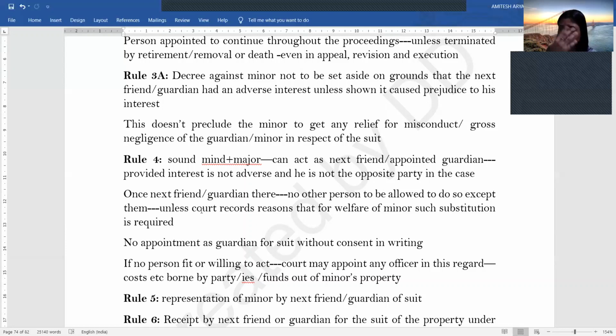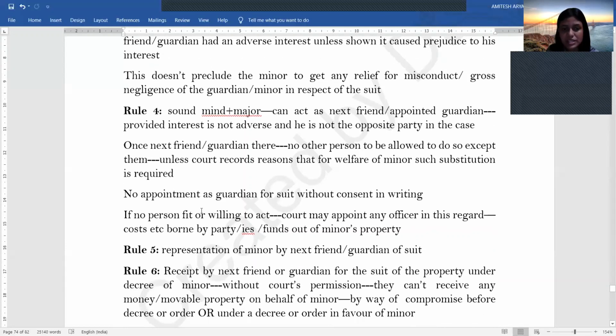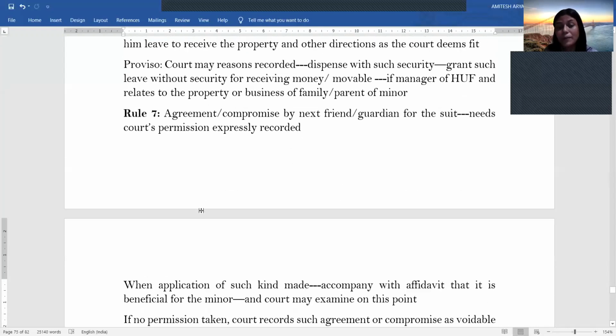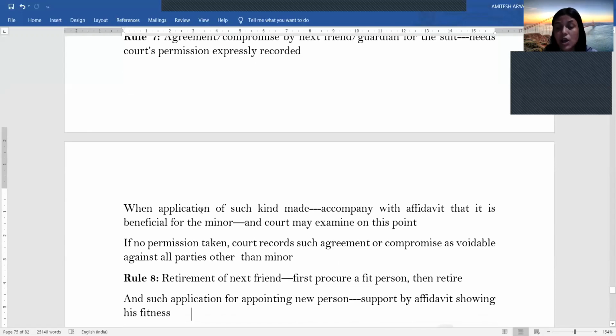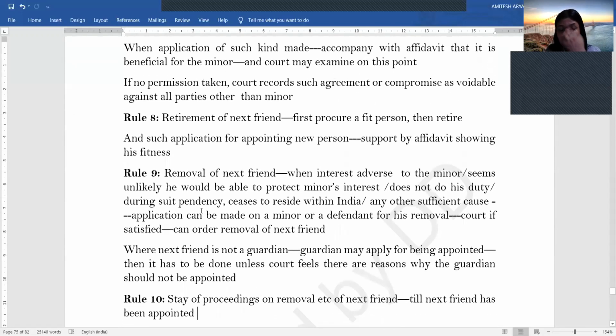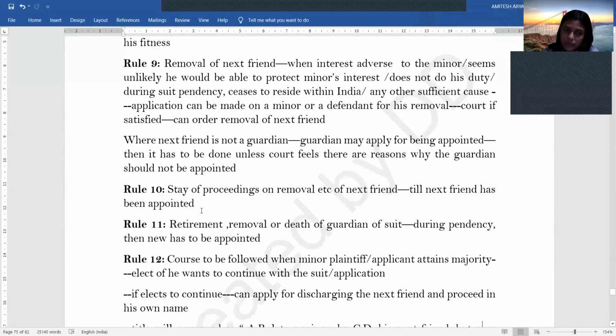If the guardian is mostly allowed to do so, unless otherwise, then they'll be representing the suit, whether they can compromise, etc. What will happen if they can compromise or enter into agreements, etc.? Retirement, death, removal, in all these situations, until the next person is appointed, till then, the proceedings will be stayed.